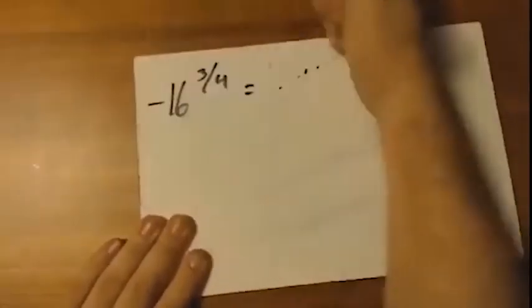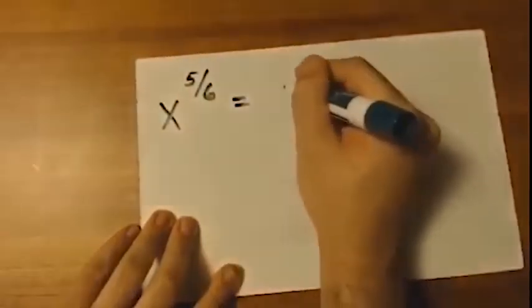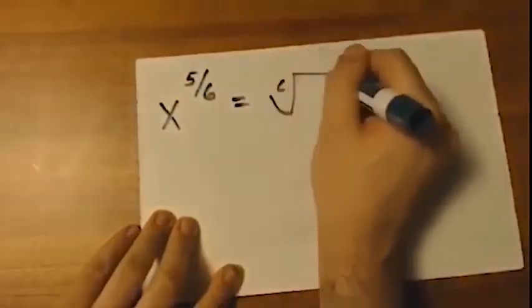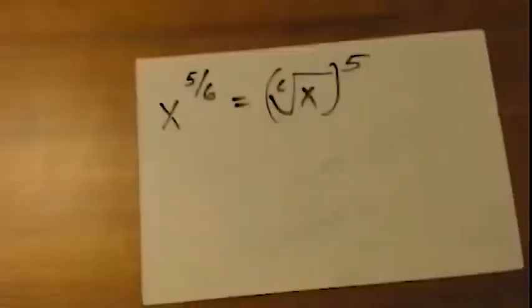x to the 5/6. See how long these ones have been so far? We're throwing this one in to show you that once this becomes real algebra, once we just have variables, things become a lot quicker. 6th root of x raised to the 5th power. Nothing else we can do there. Because we don't know what x is, we can't actually go further.